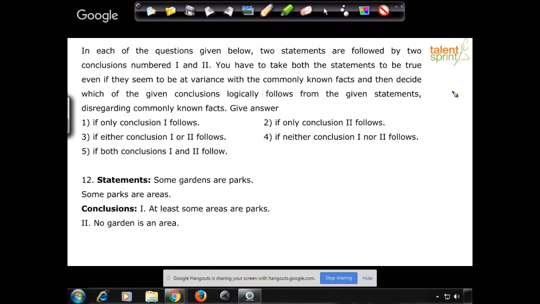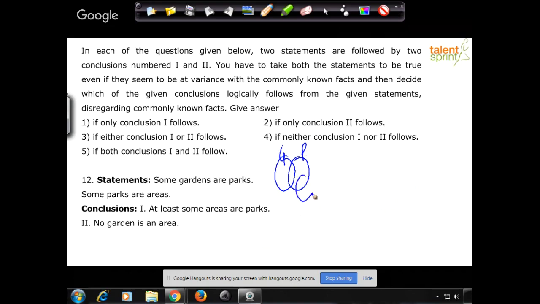Okay, so let's plot the diagram. Some gardens are parks. These are my gardens, these are my parks, gardens and parks. Some parks are areas. Now, the minute they tell us that some parks are areas, there is a possibility of more than one diagram that is possible for this situation. Now, what are the three ways?